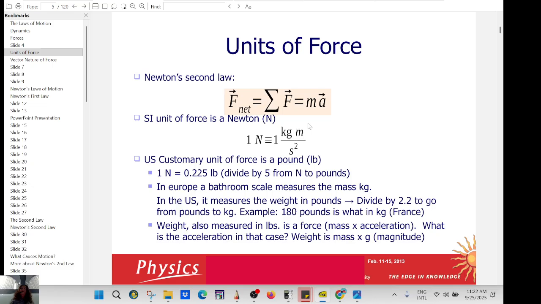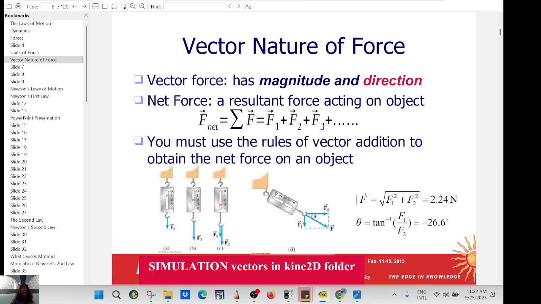Okay, so the unit for force is the Newton, which means kilogram times meter per second squared. So you guess that force equals ma. We're going to define the net force. The net force is the vector sum of all the forces acting on the mass. So first we need to find the vector sum, and then you can find the acceleration. Is that clear?